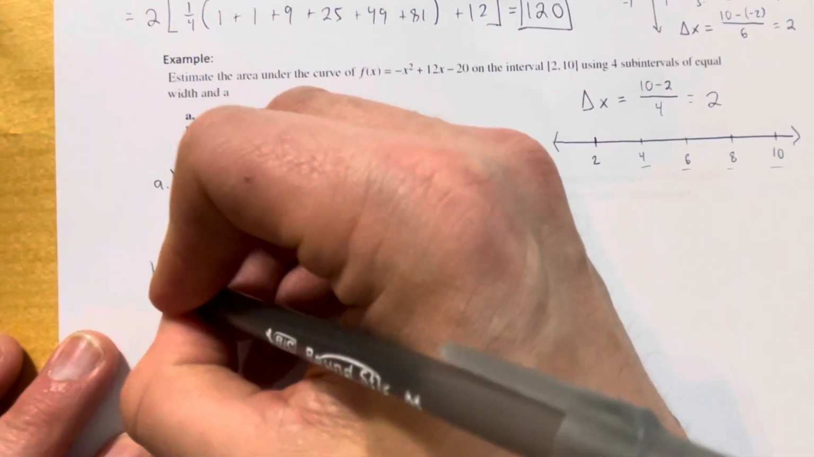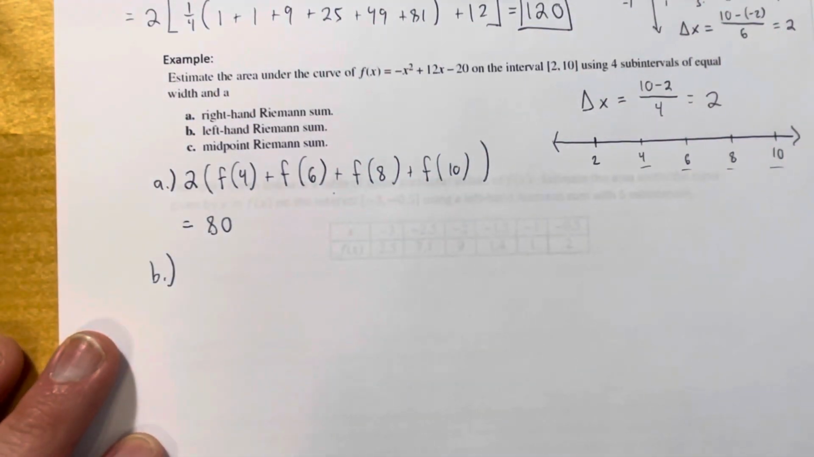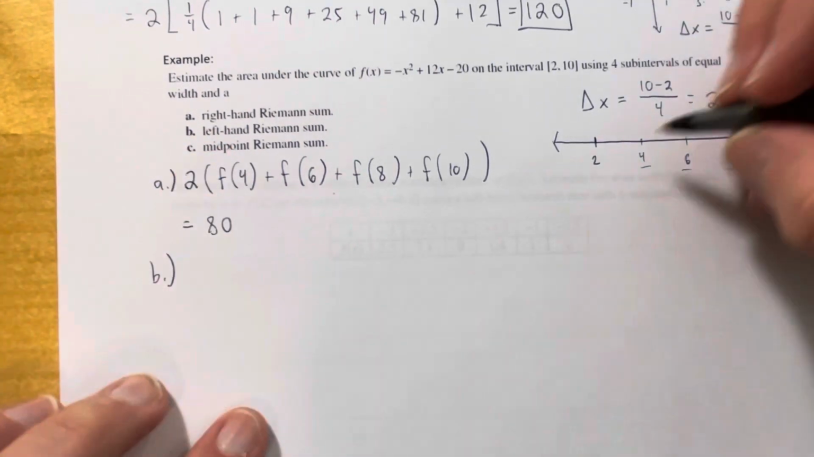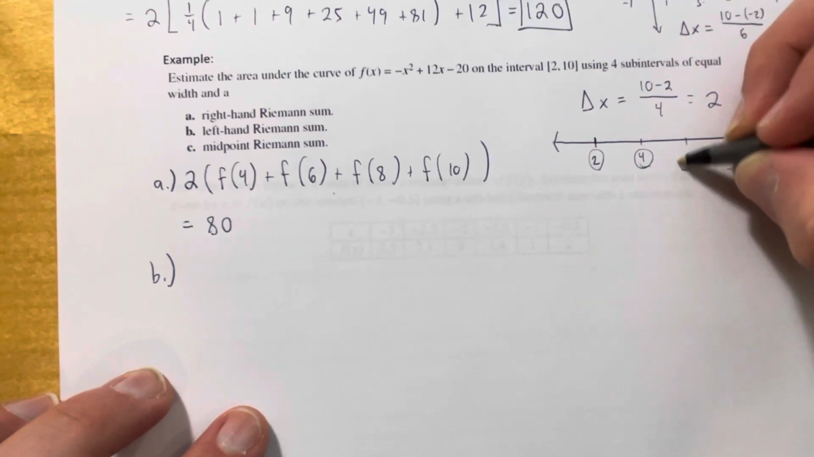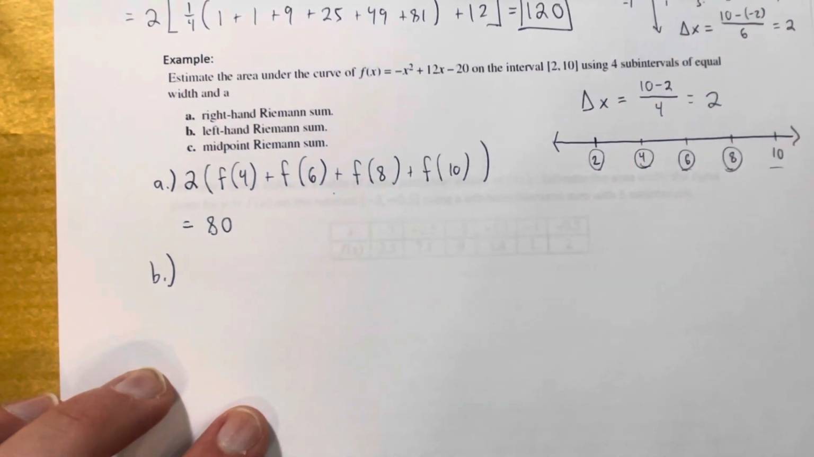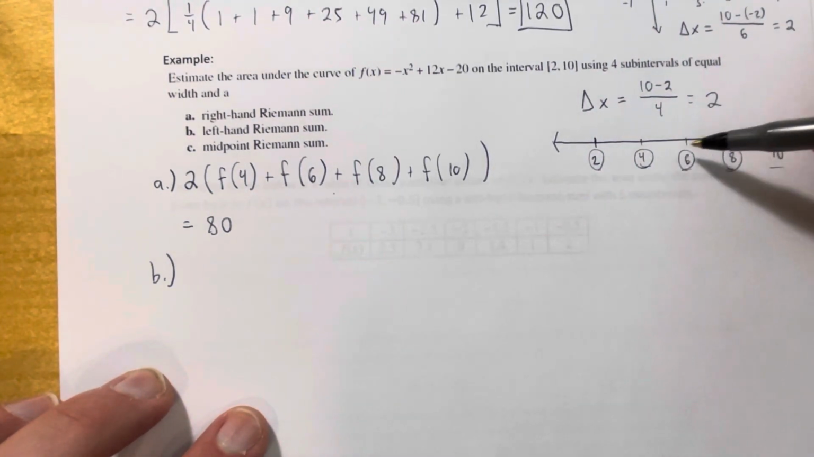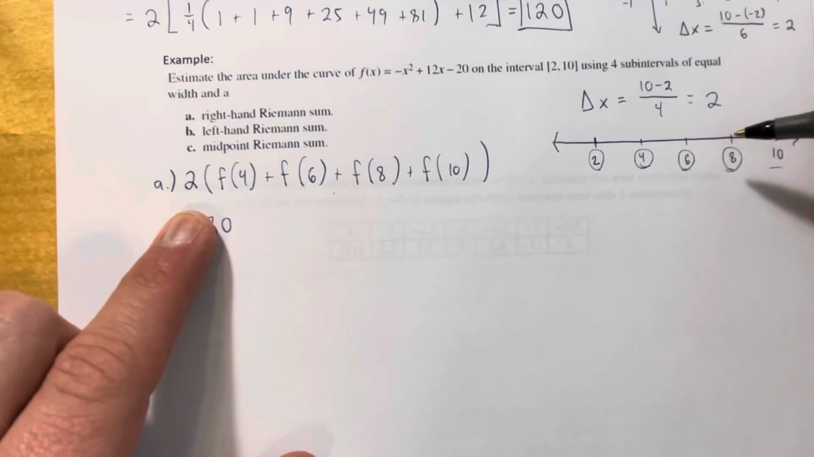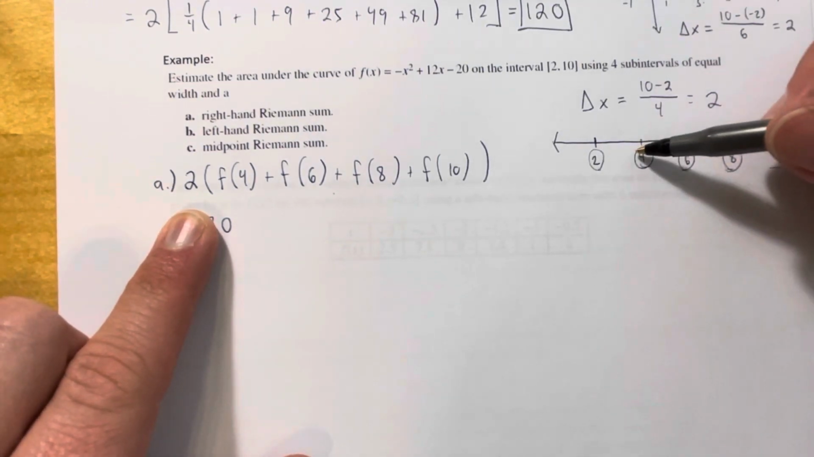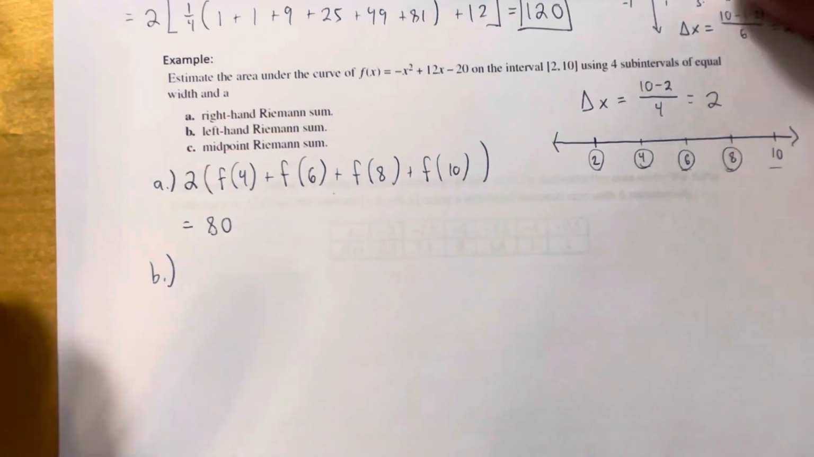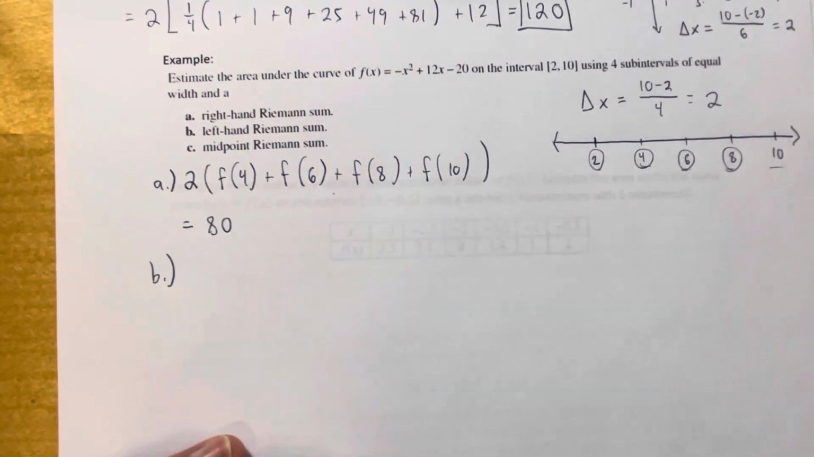What about B? For part B, I would be using left endpoints. So here are the left endpoints of those intervals. 2, 4, 6, 8. Delta x will be 2 still. Nothing has changed about the widths of those intervals. It's just which endpoint I'm using when I plug it into my function.